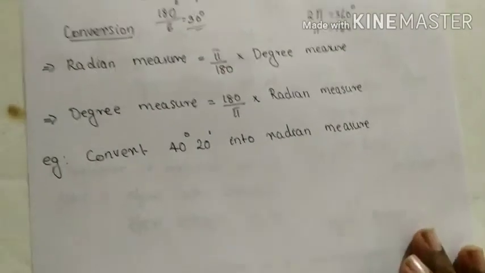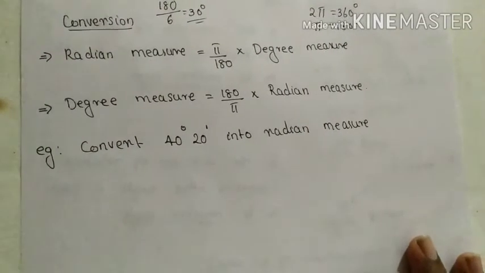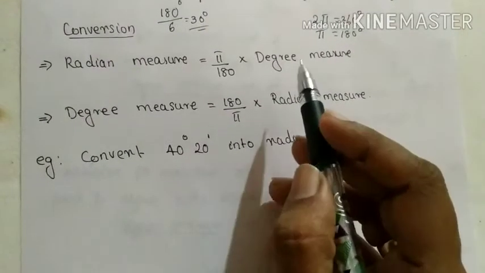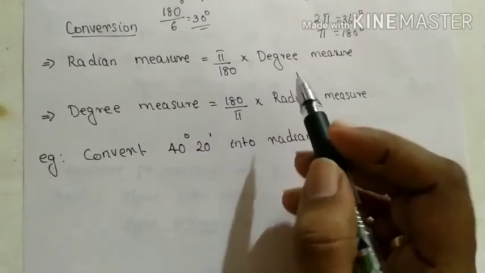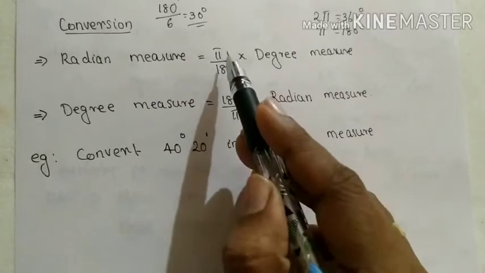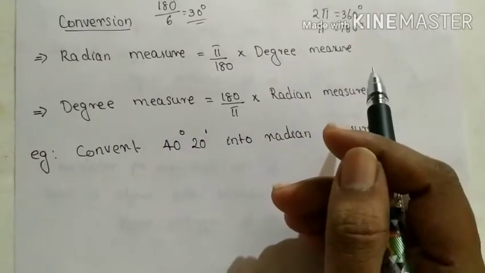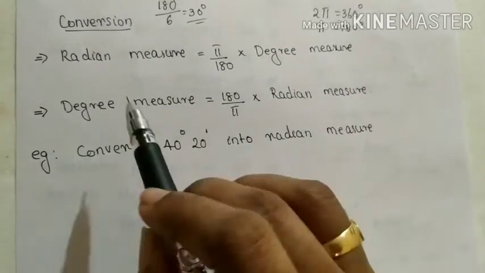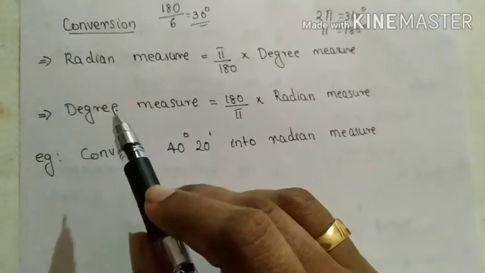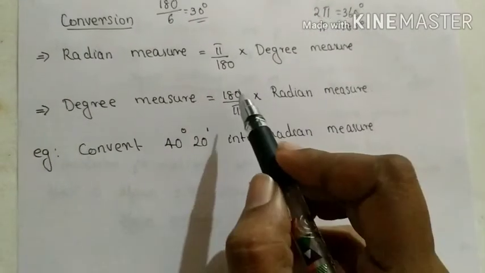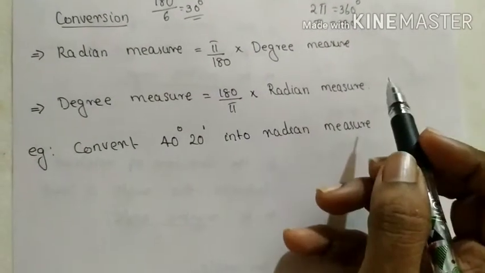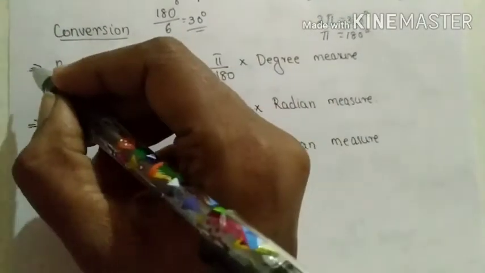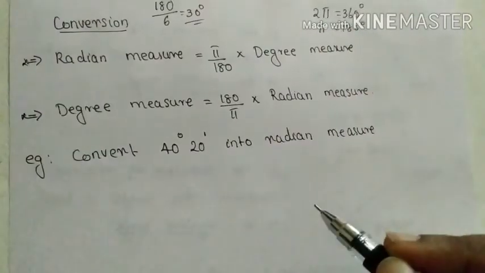Next, I am going to discuss the conversion. First, we need to convert degree measure into radian measure. So radian measure is equal to pi by 180 into degree measure. And next, we need to convert radian measure into degree measure. That is, degree measure is equal to 180 by pi into radian measure. So these two formulas are very important.